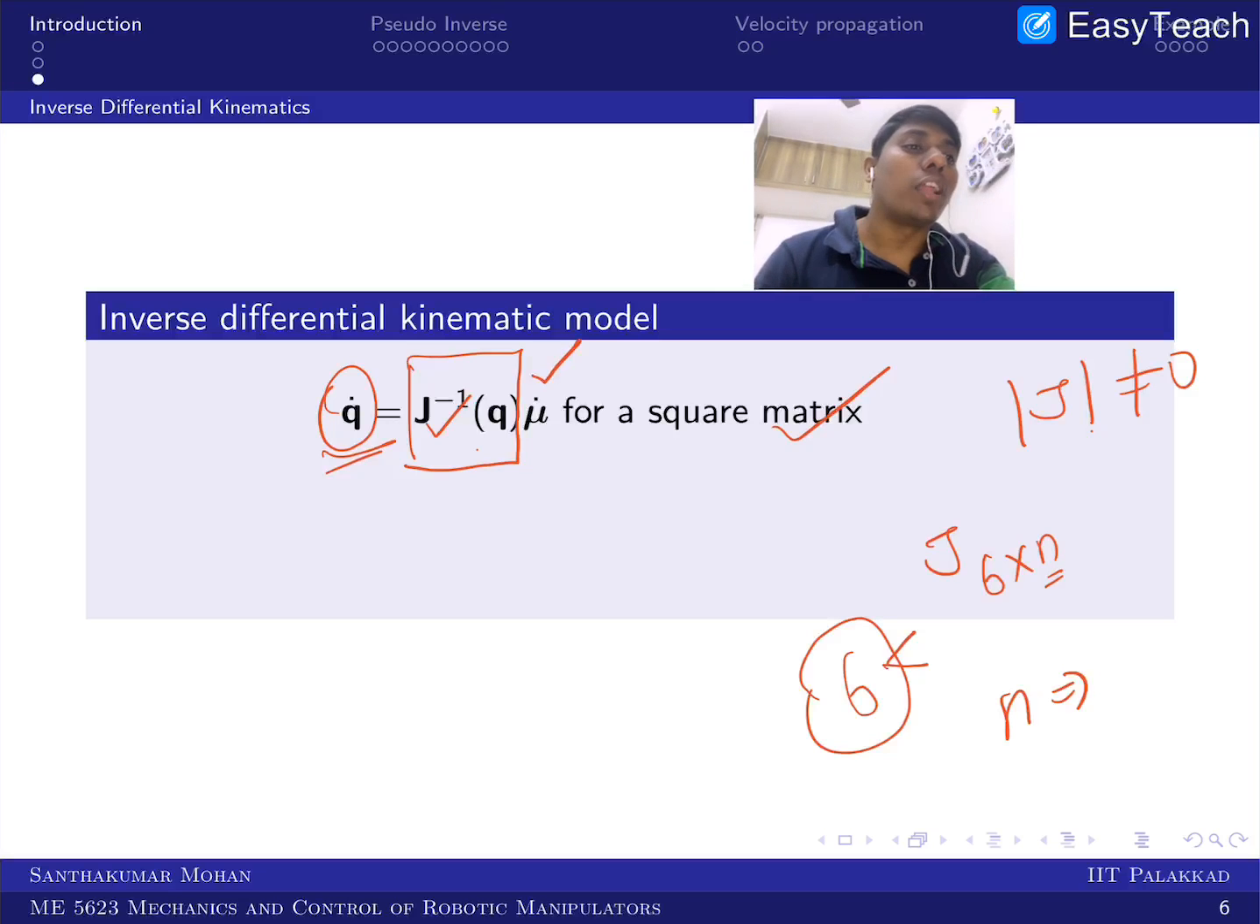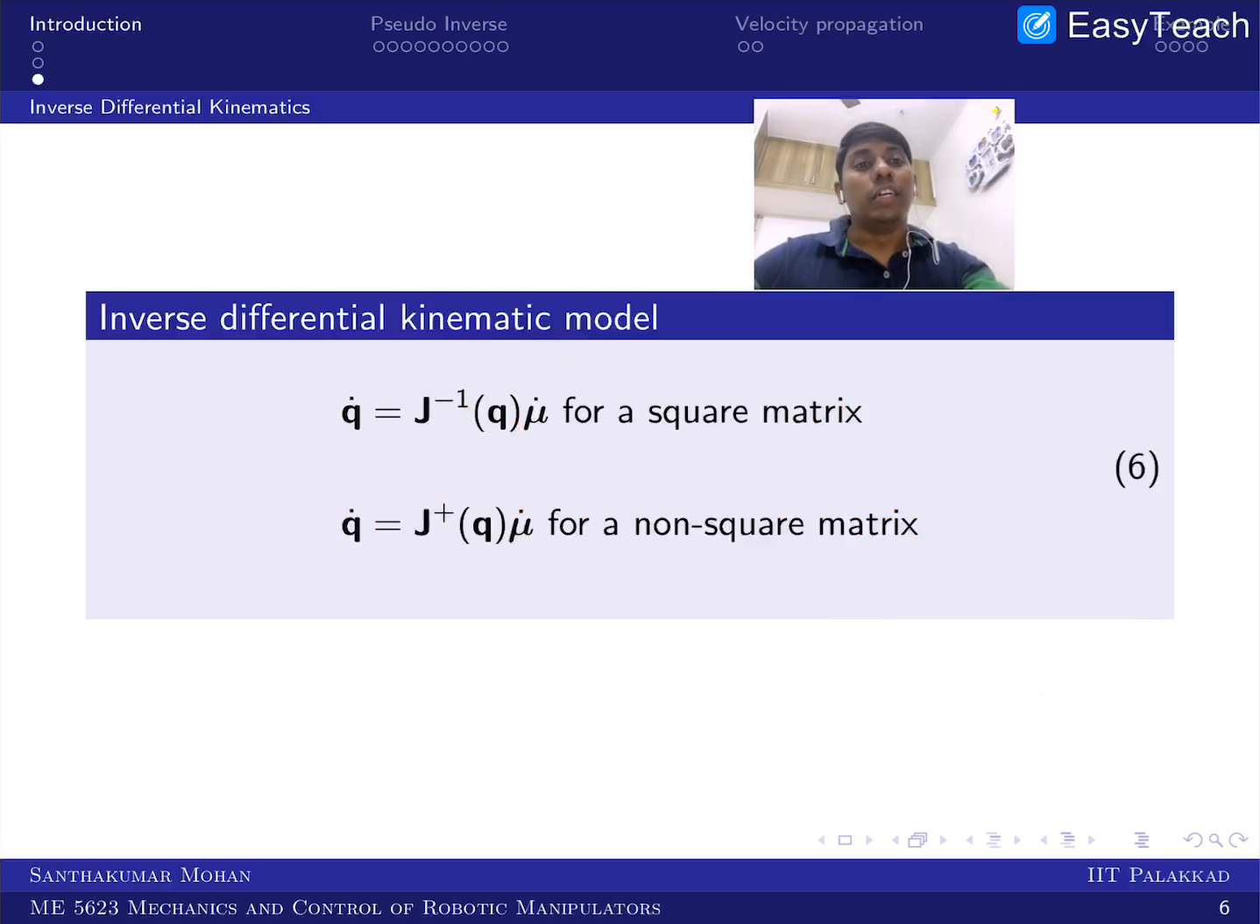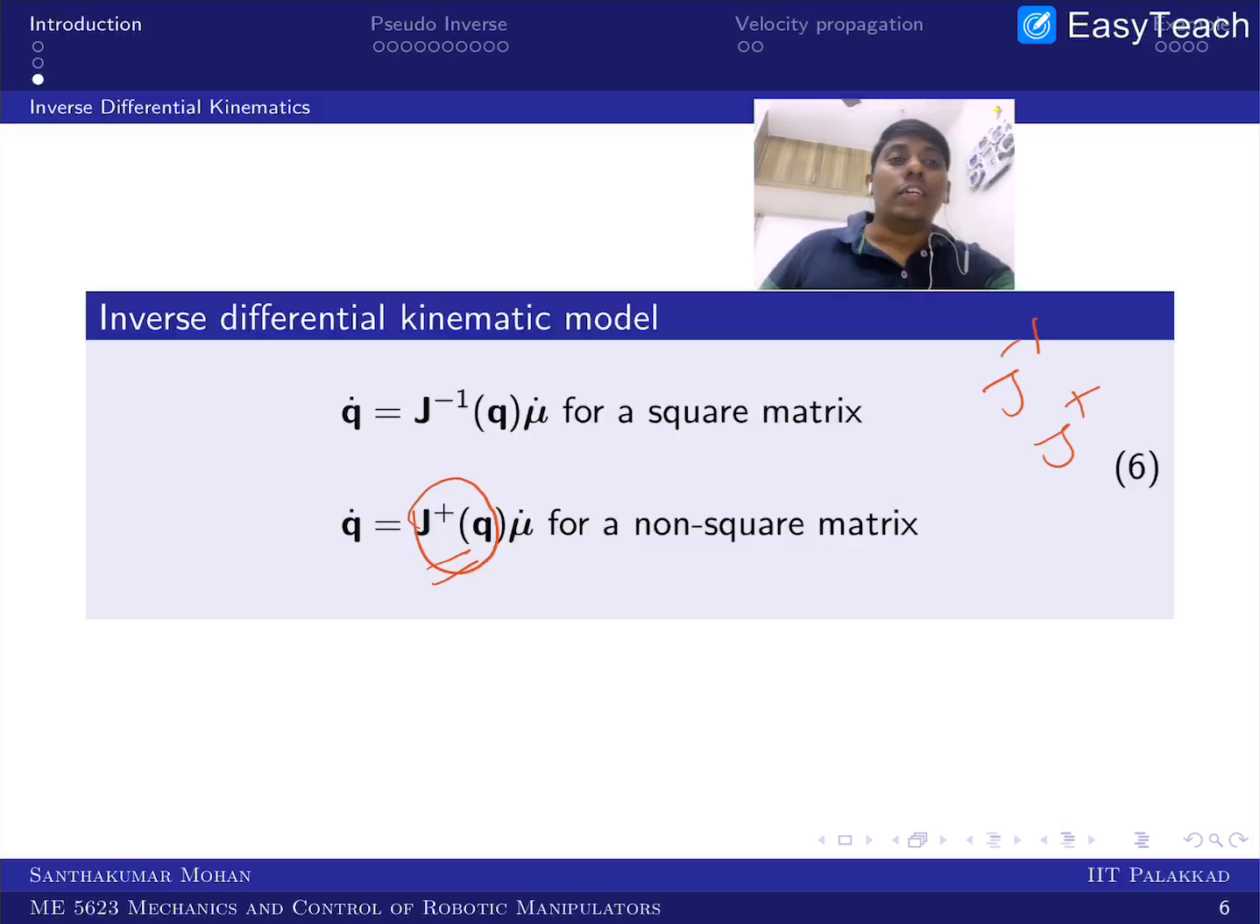But if n is not equal to 6, then it would be rectangular. Then the determinant cannot be computed, in the sense J inverse does not directly exist, so you have to bring in some kind of pseudo inverse. The pseudo inverse we are going to use is the Moore-Penrose pseudo inverse. There are several ways, we can even use singular value decomposition, but we are trying to use the Moore-Penrose pseudo inverse. J plus is the pseudo inverse, J inverse is your proper inverse. So for a non-square matrix we will be using J plus.